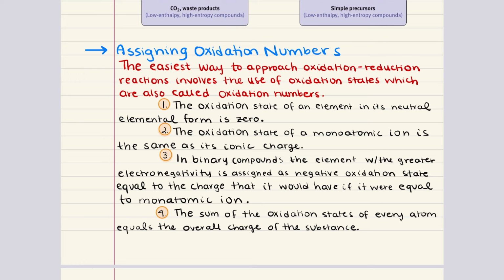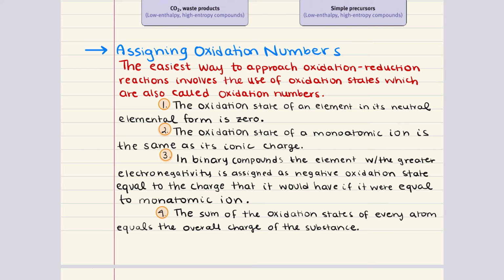Oxidation numbers are assigned to atoms in order to keep track of the redistribution of electrons during chemical reactions. Based on the oxidation numbers of the reactants and products, it is possible to determine how many electrons are gained or lost by each atom. So understanding how to assign oxidation numbers is crucial for tracking the transfer of electrons in redox reactions.